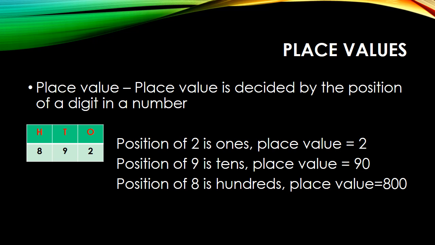What is the place value of 2? That is 2. Position of 9 is written in tens value. The place value of 9 becomes 90. Position of 8 is hundreds and the place value is 800. I repeat, the place value is decided by the position of a digit in a number.